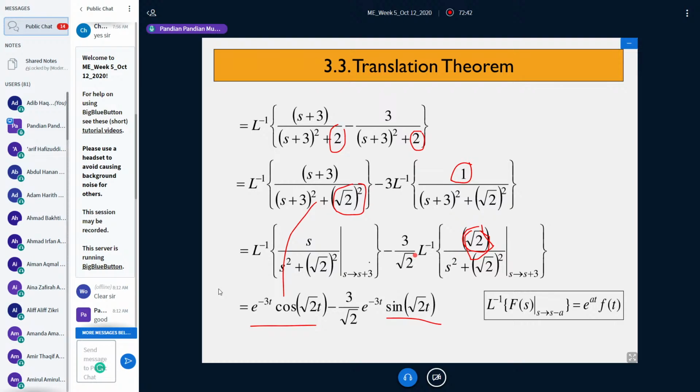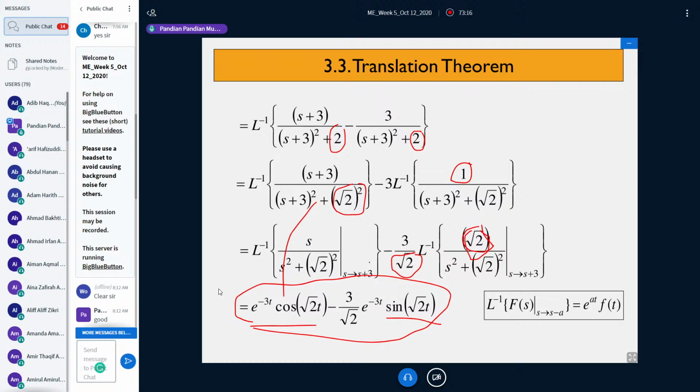At the same time, you must divide by root 2. Otherwise, this is incorrect. So this is very important. So you put root 2 here and you divide root 2 here. So that means this is just like equals to 1. Now the final answer is minus 3 over root 2. A is minus 3 because s plus 3. So A is minus 3, e power minus 3 sine root 2t. So this is your final answer, inverse Laplace.